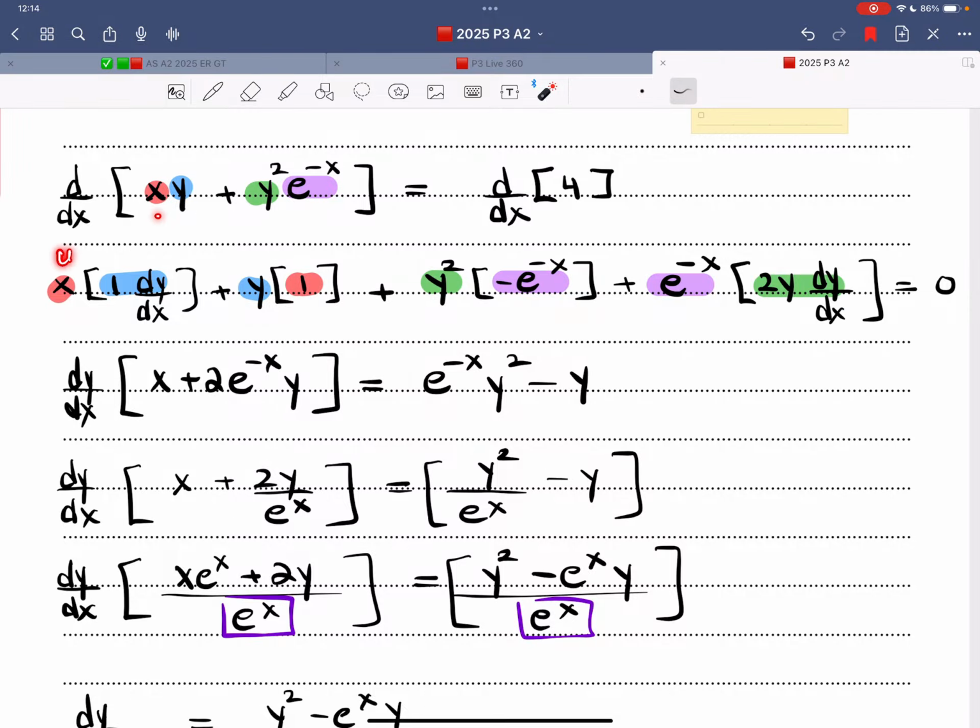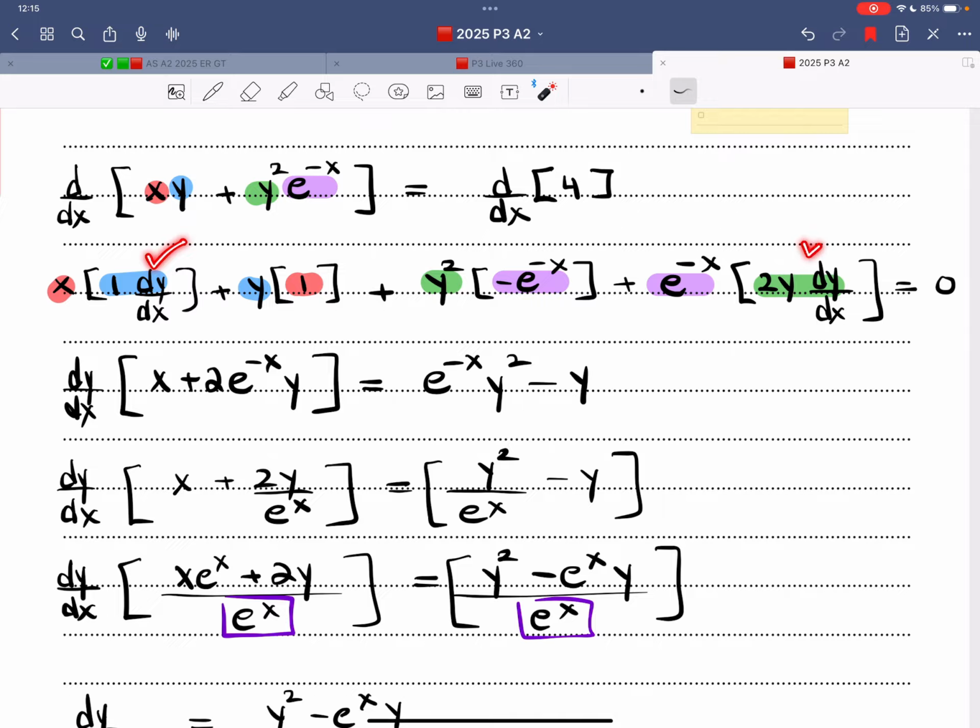This x is like u, and this is v prime. This is v, and this is u prime. This is u, and this is v prime. This is v, and this is u prime. Whenever we differentiate y, we get dy by dx.